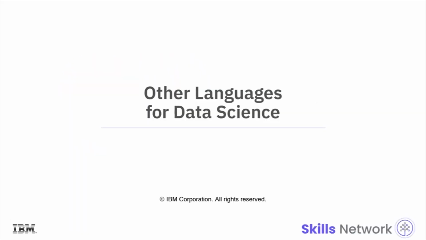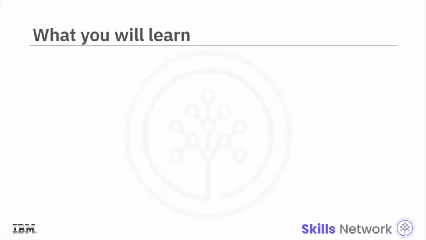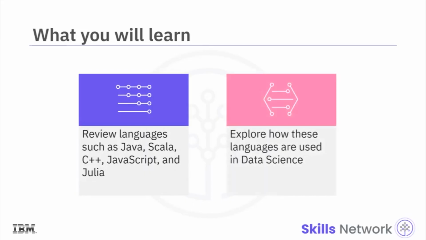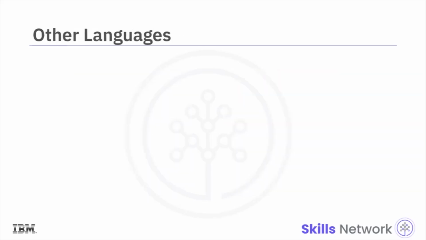Welcome to Other Languages for Data Science. After watching this video, you will be able to review other languages like Java, Scala, C++, JavaScript, and Julia, and explore how each is used in data science. Previously, we reviewed Python, R, and SQL. In this lesson, we will review some other languages that have compelling use cases for data science.